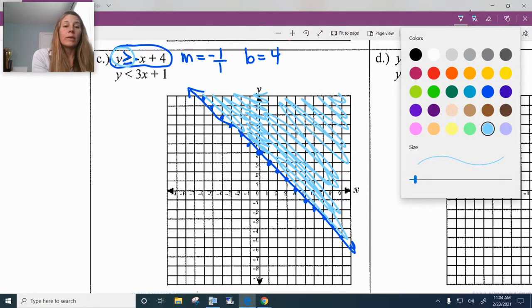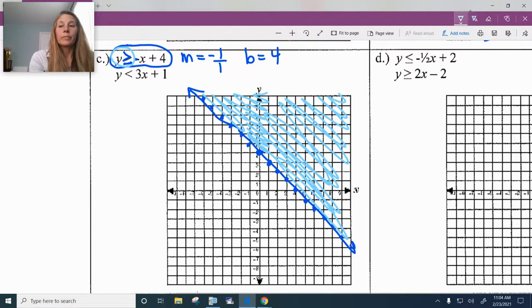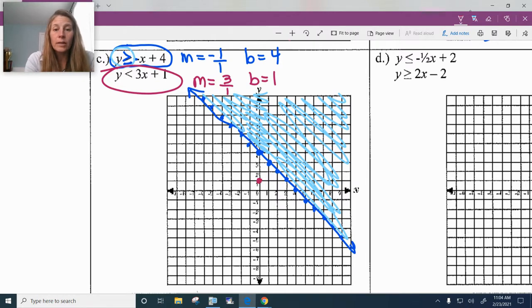All right, now I go to my second inequality. My slope is +3, or 3 over 1, and my y-intercept is +1. So I'm going to begin at the 1 on the y-axis. I'm going to rise 3 and run 1 to the right, up 3, 1 to the right, up 3, 1 to the right, or I could go double negative, down 3, 1 to the left.